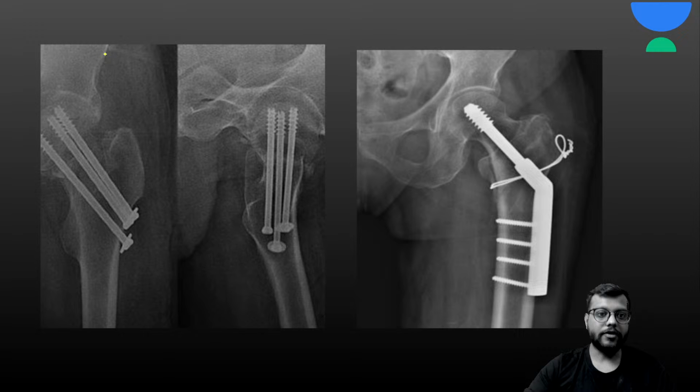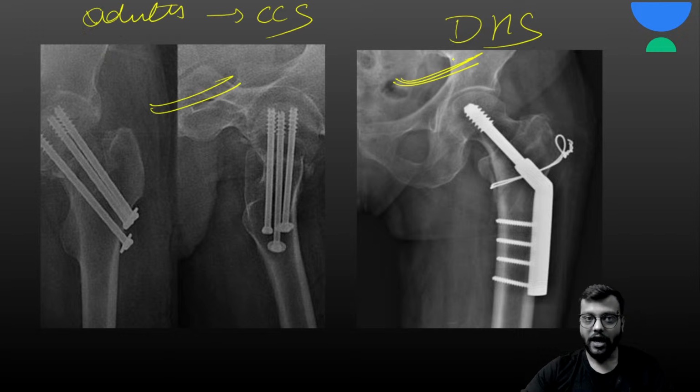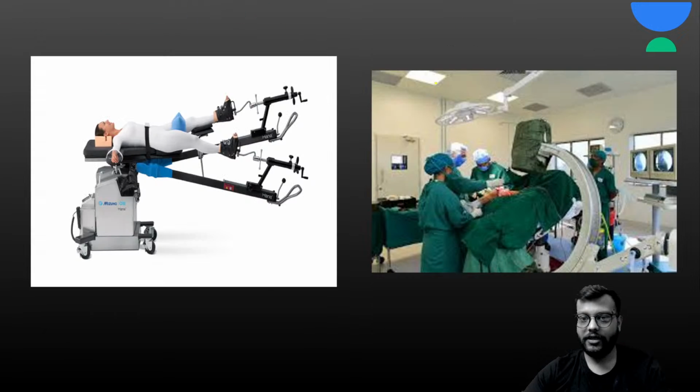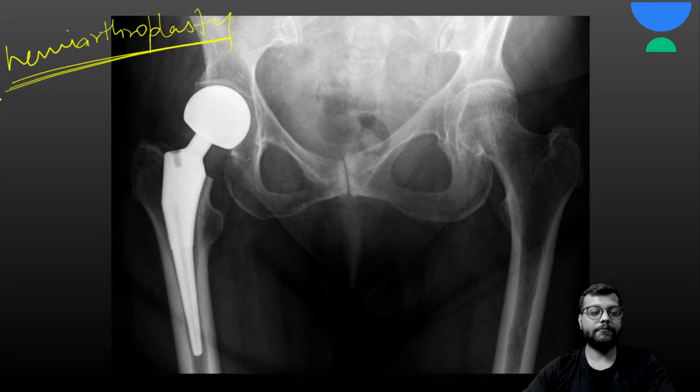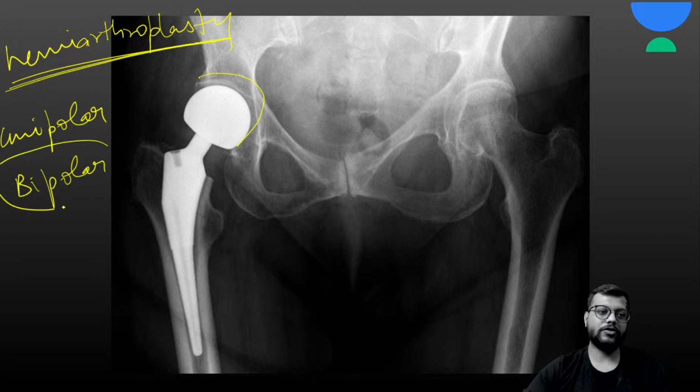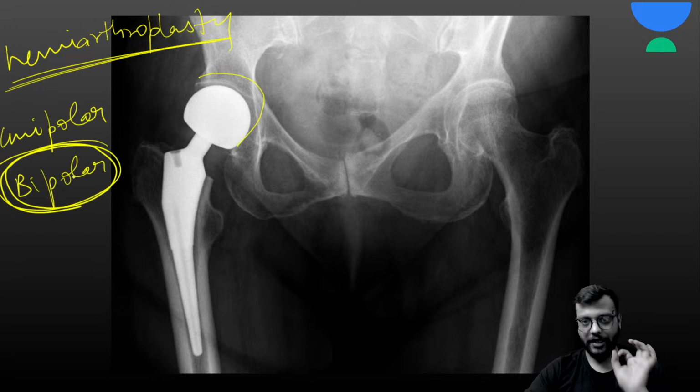or you can go for the dynamic hip screws like this. And in the elderly you go for hemiarthroplasty. Hemiarthroplasty is different from complete arthroplasty, that is total hip replacement, in that you only change the femur head; the acetabulum is not changed, that's why it is called hemiarthroplasty. Unipolar and bipolar are two types, of which bipolar is the preferred choice because it allows movement in two planes. Okay, very, very important for the neck of femur fracture.